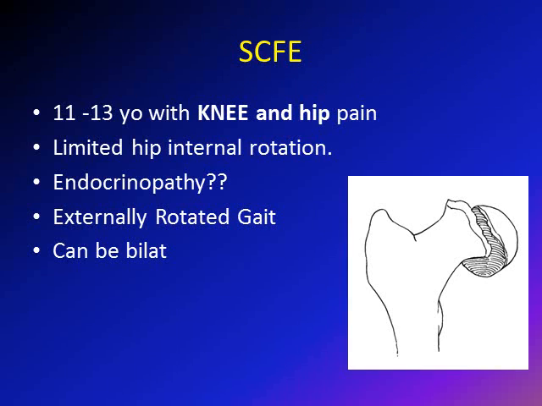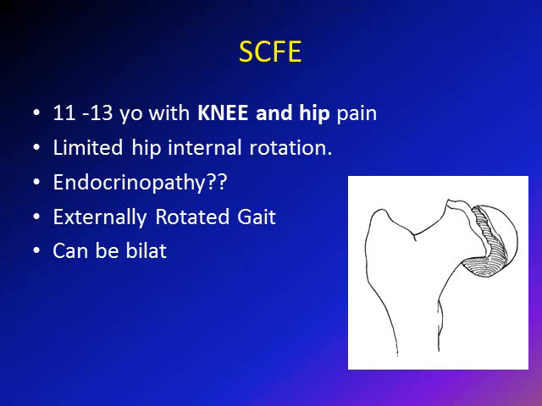This is a very important topic because it requires special attention and urgent treatment. The slipped capital femoral epiphysis usually occurs in boys between the age of 11 and 13 years old who present with knee and hip pain. This is extremely important. Remember that 50% of patients with the slipped capital femoral epiphysis can present with knee pain, and this is a referred pain that happens through the anterior branch of the obturator nerve. The obturator nerve supplies both the hip joint and the knee joint.